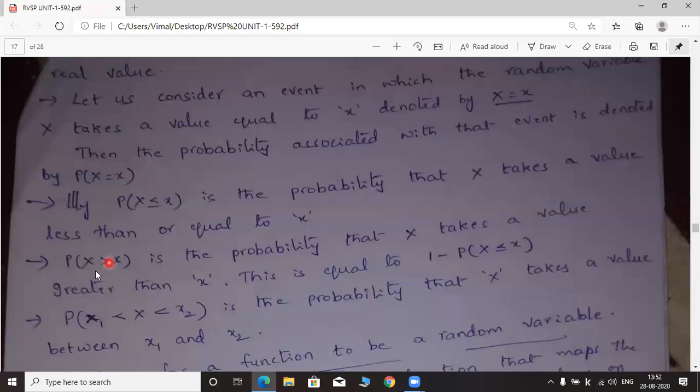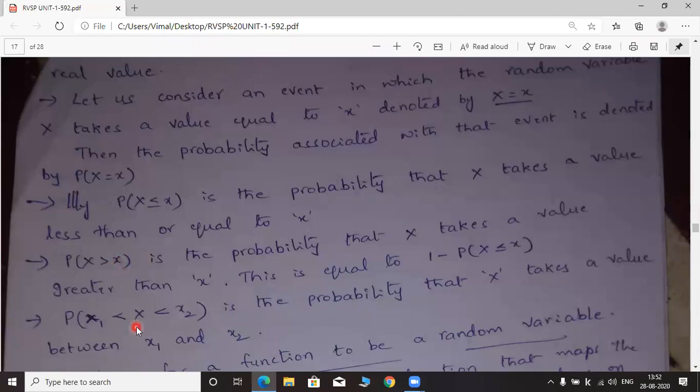Okay, in the third case, probability of capital X greater than small x. That means the random variable capital X is taking values greater than small x. So x may be any value. The values which are greater than small x must be considered here. We have to find the corresponding probability. This is another event.